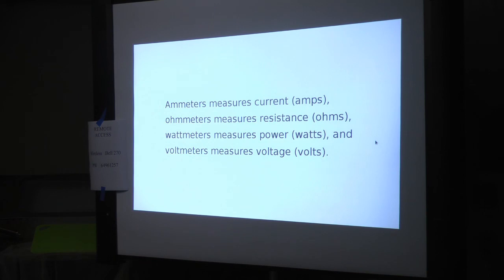Ohmmeters measure resistance, that's ohms. Wattmeters measure power, or watts. And voltmeters measure voltage, or volts.